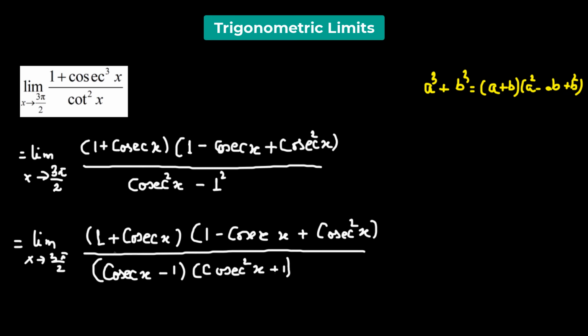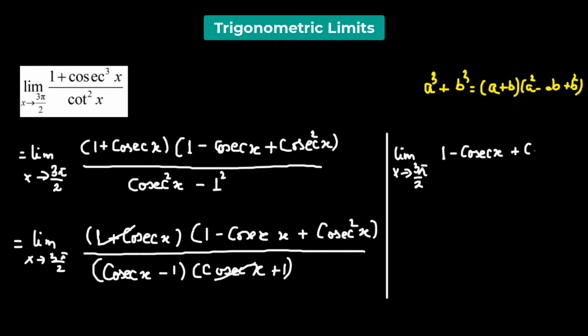Now we can get rid of the cosec, oops, I made a mistake here, so this is cosec of x plus 1, so we can factor out cosec of x plus 1 from both the numerator and the denominator, and that is going to leave us with limit x tends to 3 pi over 2, so we have 1 minus cosec of x plus cosec squared x divided by cosec of x minus 1.